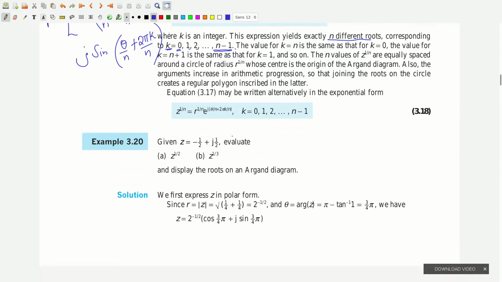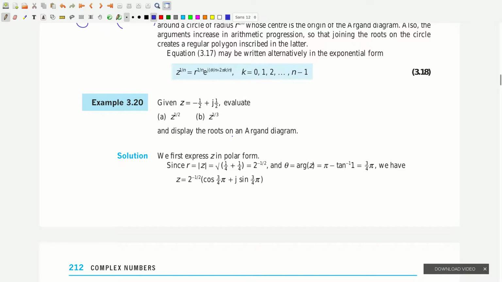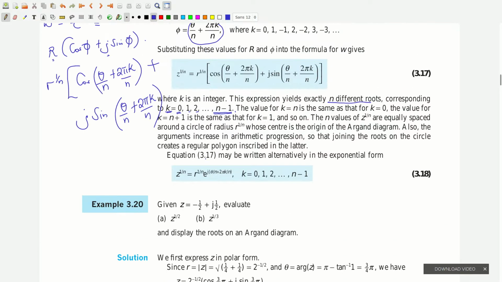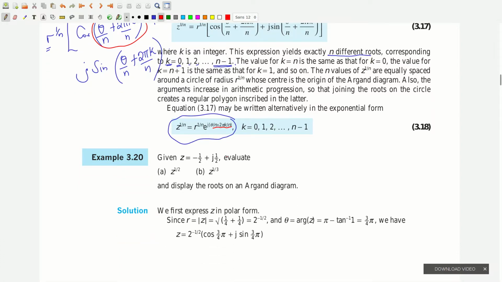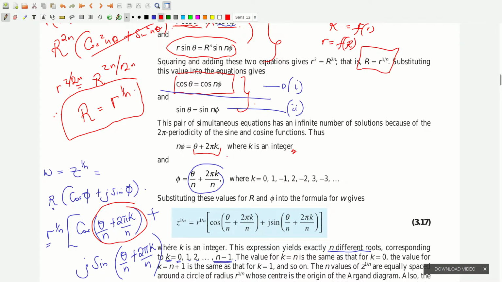For example, let us see. You see this is just the same as whatever we have here, but we are just writing it in exponential form. This is r, its modulus r to the power 1 over n, then e to the j, then the argument which we have here, which is theta over n plus 2 pi k over n. So what next?